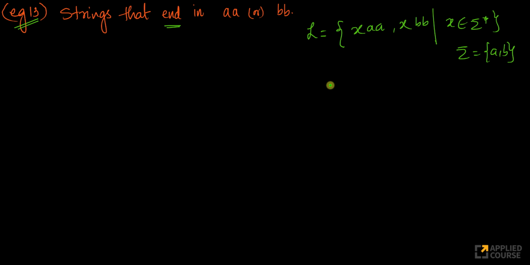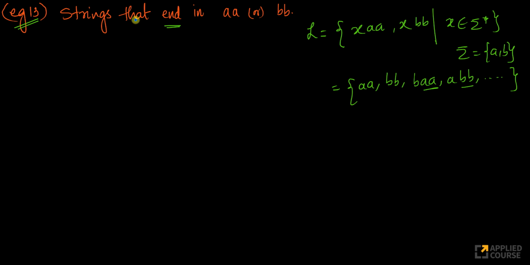Now if you think about this language, it would have AA also, because AA ends in AA. Similarly, it should accept BB also. Similarly, it should accept BAA also. It should accept ABB also, and so on and so forth, because we are saying it should end in AA or BB. So how do we start designing an automata for this?